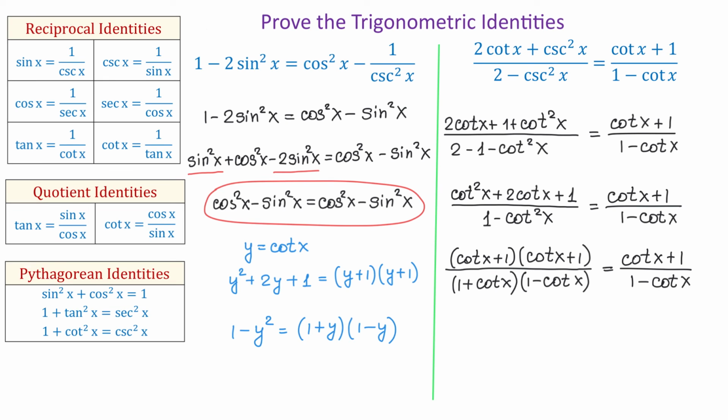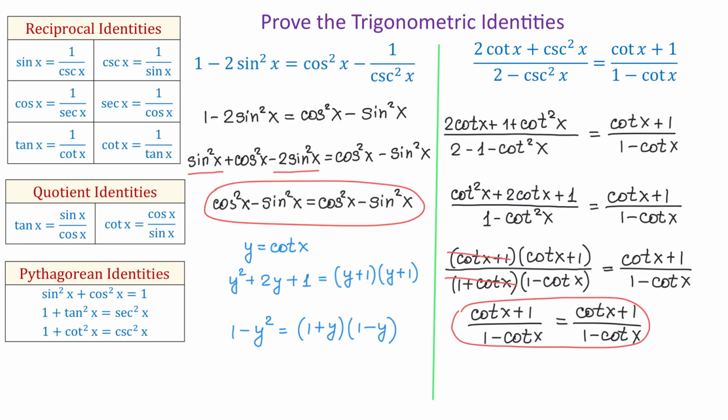On the left side, cotangent of x plus 1 will cancel, and we will have cotangent of x plus 1 over 1 minus cotangent of x equals cotangent of x plus 1 over 1 minus cotangent of x. And now both sides are identical.